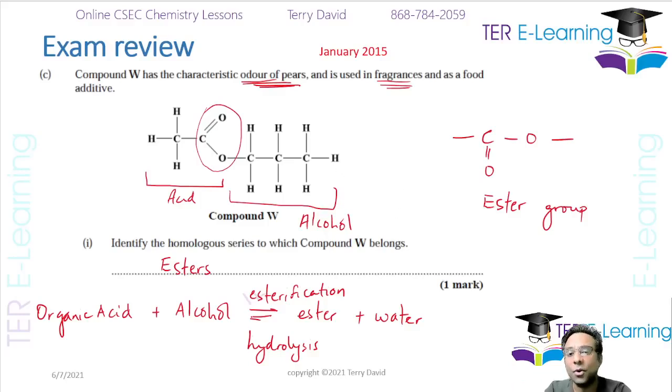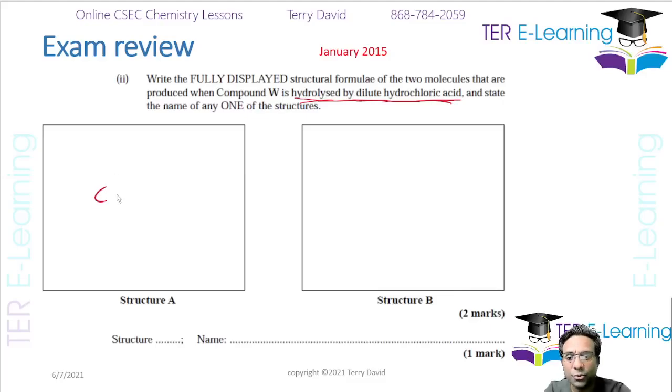So they want us to draw the structure of what we're going to get. The acid part here is going to contain 2 carbon atoms. So let's draw that. You're going to draw 2 carbon atoms, 1, 2, and you're going to draw your acid, which is going to be this. So this compound here is one of the products. That's compound A, and that's an acid.